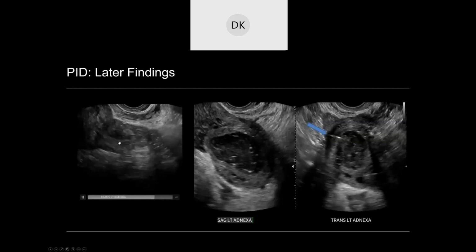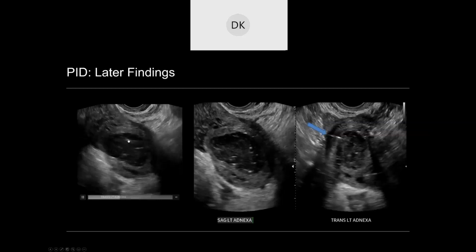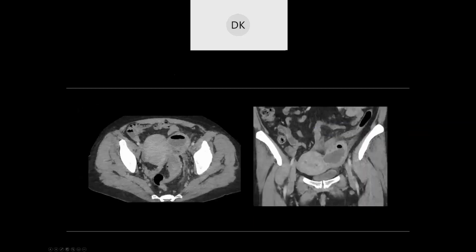There's that ring-down artifact from that linear non-dependent gas. And if we look at the CT here, you can see why we were having such a hard time seeing that on ultrasound. With the transabdominal probe here, we're trying to scan through this gas, which isn't working. But transvaginally, we get a better look at the ovary, and there's quite a bit of gas in that adnexa.